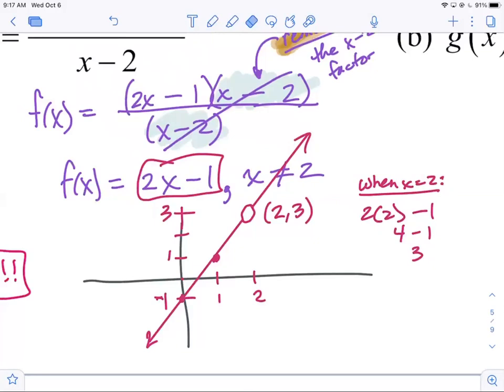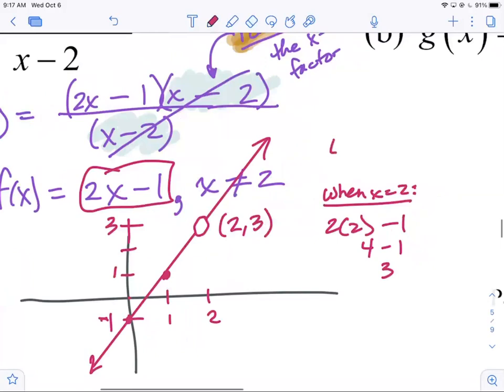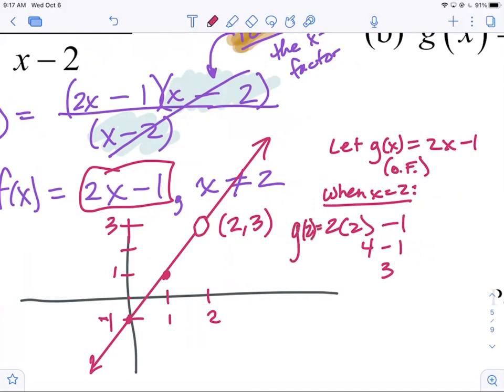But we know what the other function used to be. That's why we say 2x minus 1, x can equal 2. If you want to go ahead and say, let g of x equal 2x minus 1, the original function, the OG of functions, now you could say g of 2, which is not a bad idea to do. But don't make the mistake of saying f of 2, because remember, f of 2 doesn't exist.